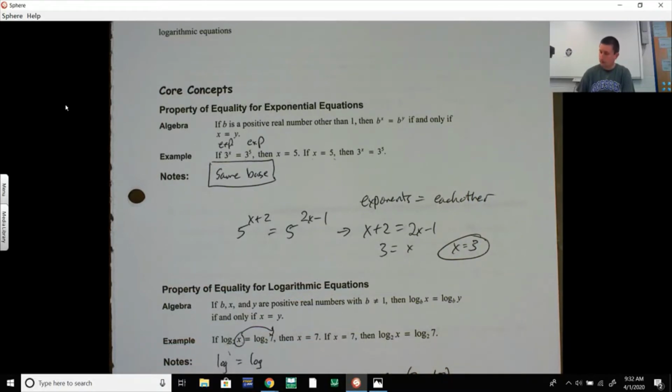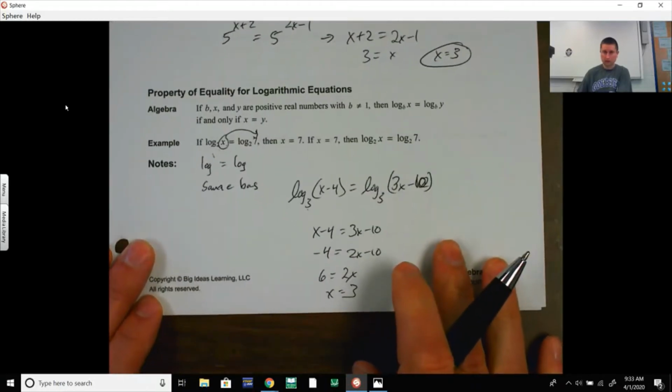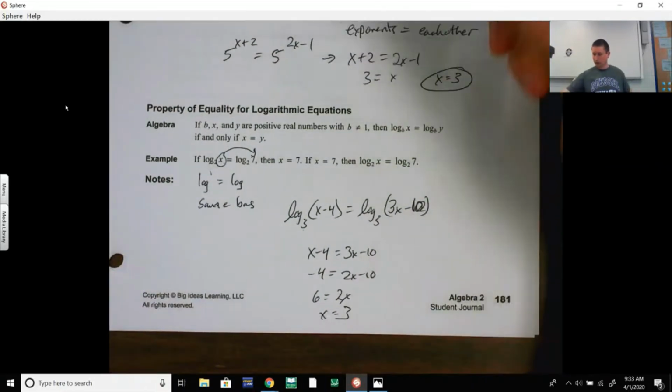So I have two log functions. I have the same base. So x minus 4 equals 3x minus 10. So 2x minus 10 equals negative 4. 6 equals 2x. So again, x equals 3. Ooh, sorry. Okay, let's go back through that.